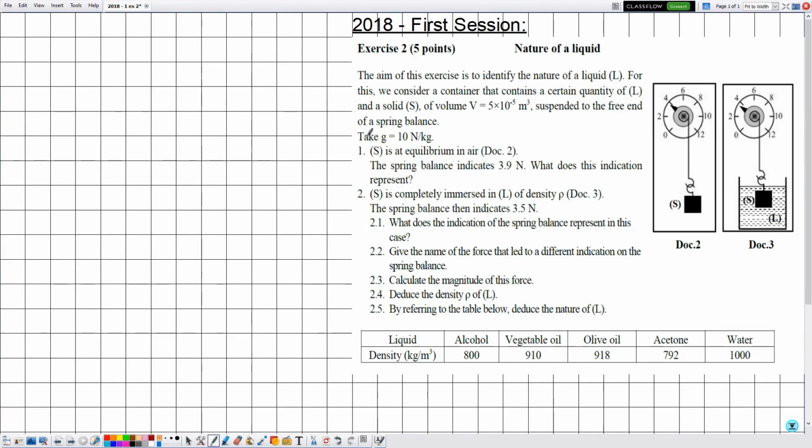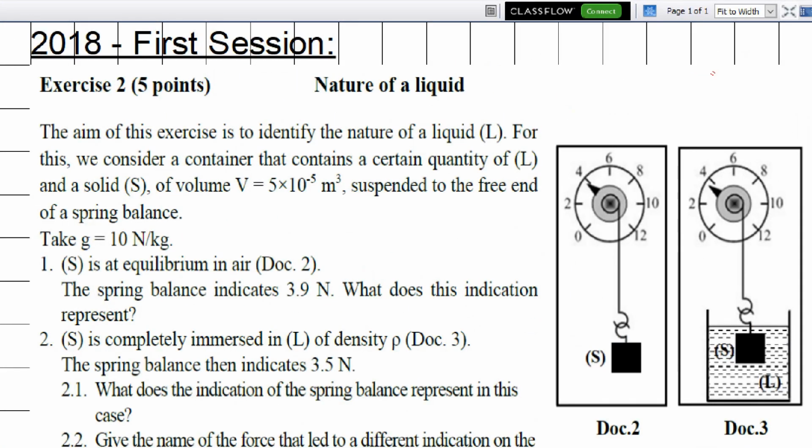Okay, hello everyone, in a new video. In this one we are going to solve an exercise related to mechanics and the chapters of mechanical actions, equilibrium of a body and Archimedes upthrust. This exercise was a previous one in the Brevet exams in 2018, first session, exercise number 2. The title of this exercise is Nature of a Liquid.